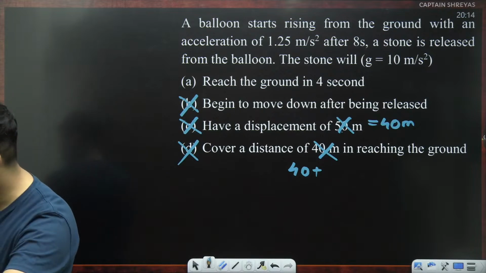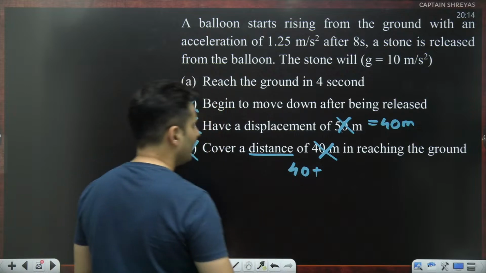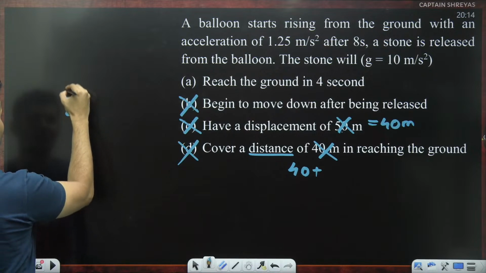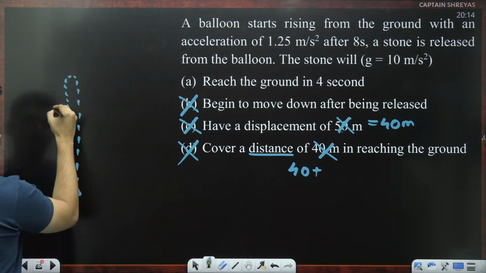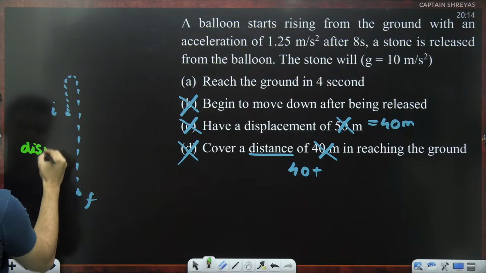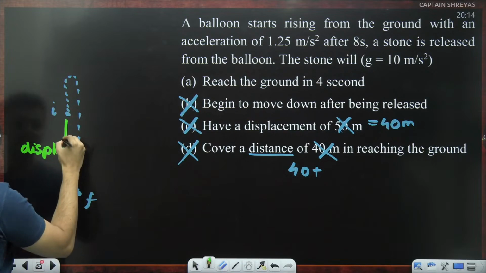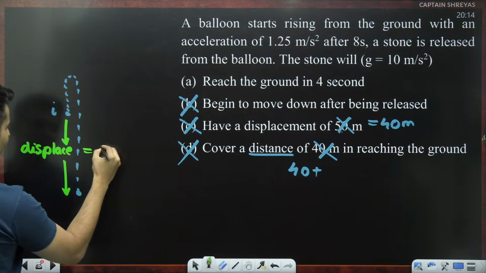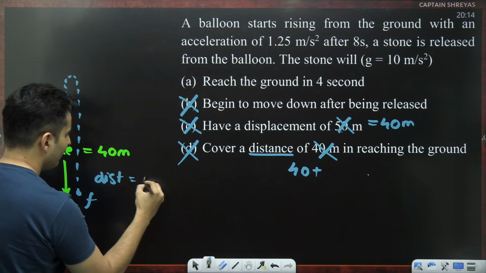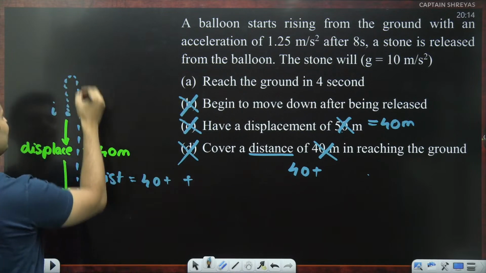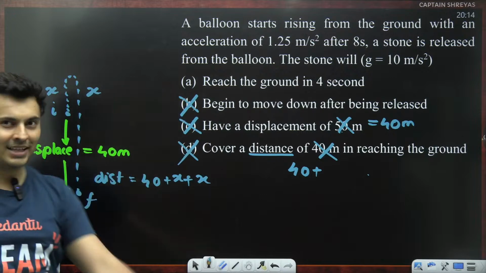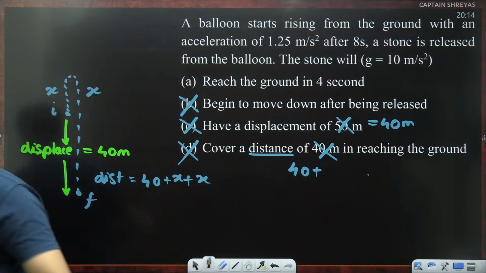Got it? Understood? This is distance. Displacement will be 40. Distance is not 40. Realize this. It went up, came down. So this is initial, this is final. If somebody asks you displacement, this is the displacement, which is 40 meters. The distance will be 40 plus something. If this is x, this is also x. So plus x plus x. It is more than 40. Got it? We need to add that extra height.